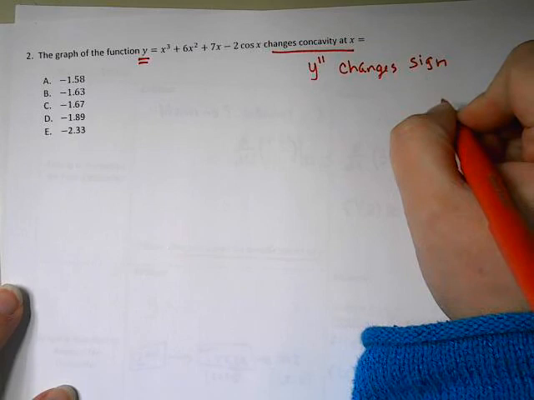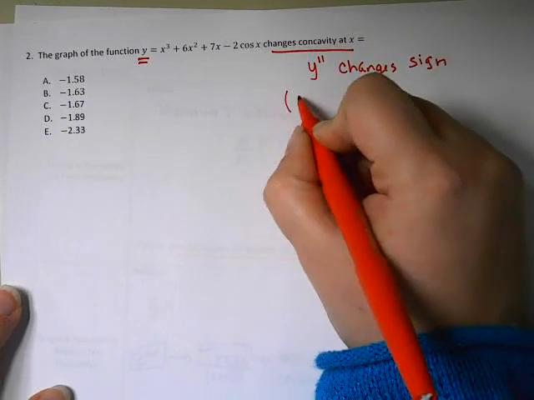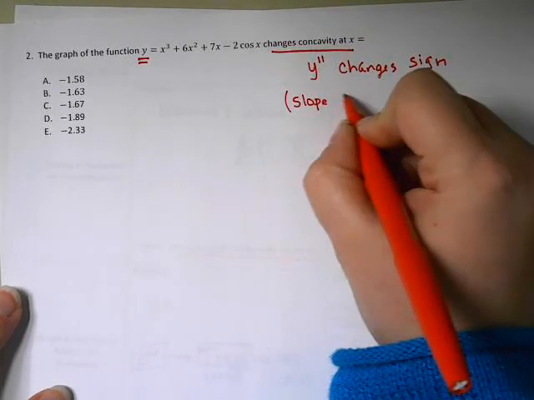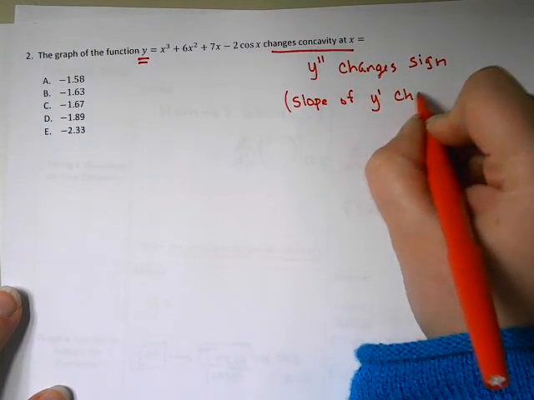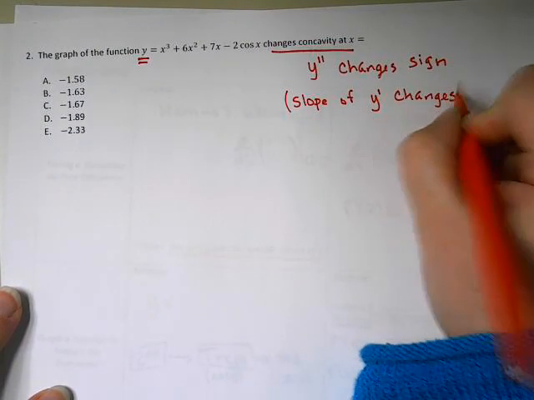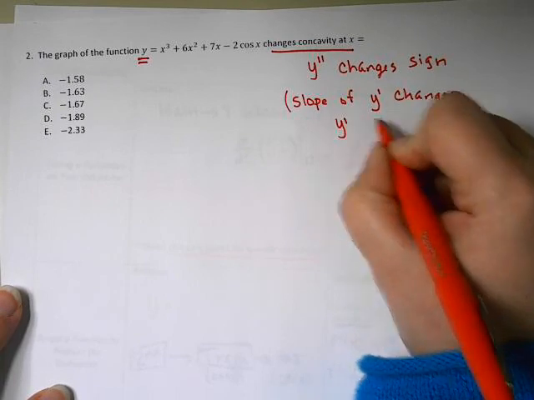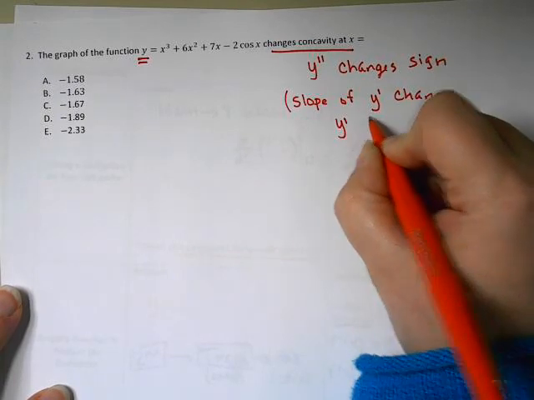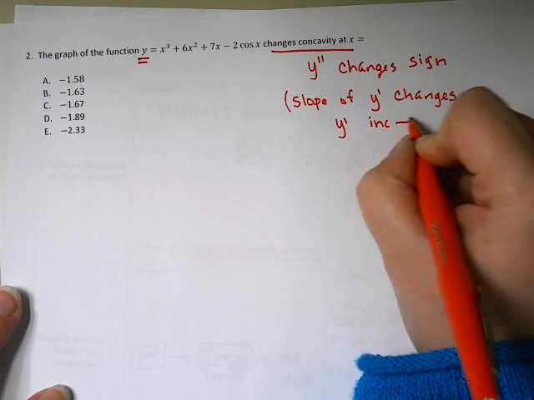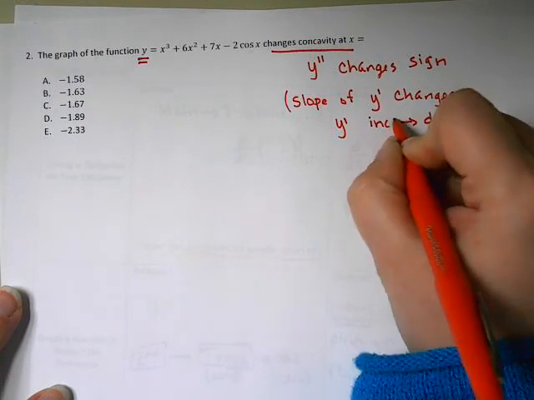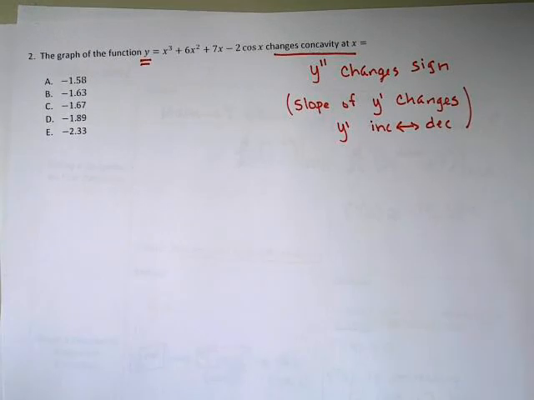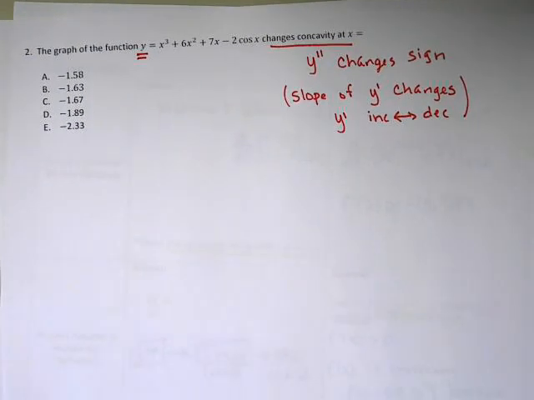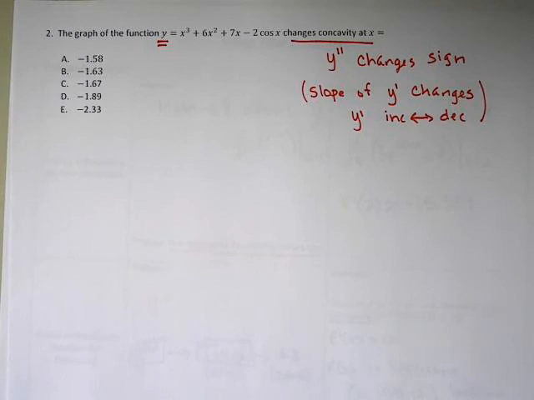So we know that really means we're looking for where the slope of y prime changes. In other words, where y prime changes from increasing to decreasing or vice versa. So where does the derivative change from increasing to decreasing? Because that's going to give us our points of inflection, which tells us that we've changed concavity.